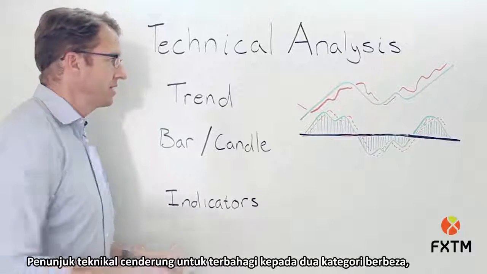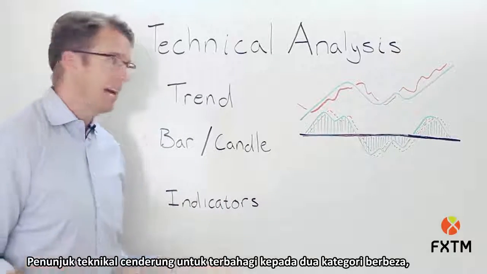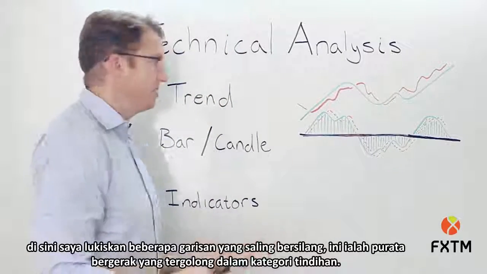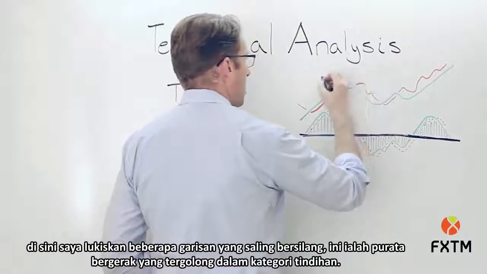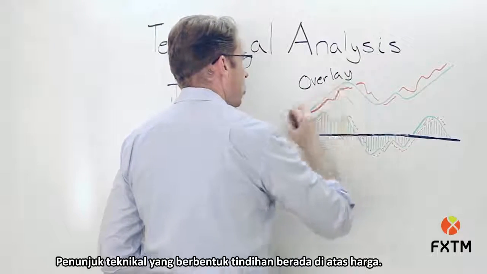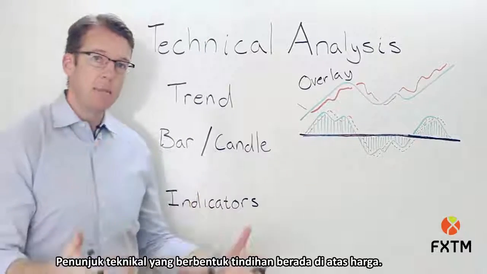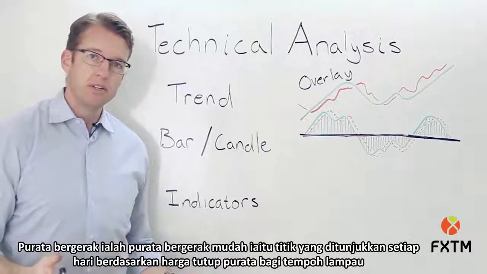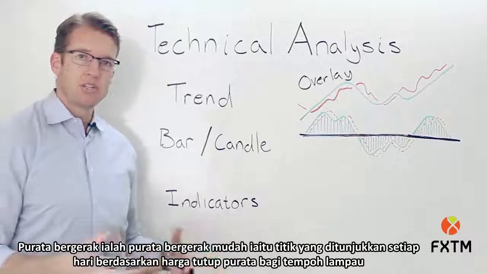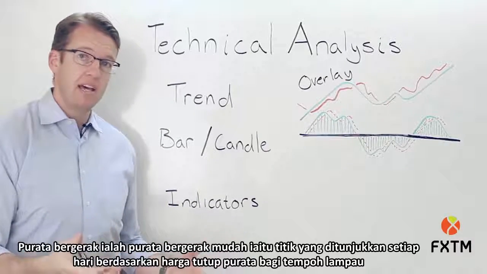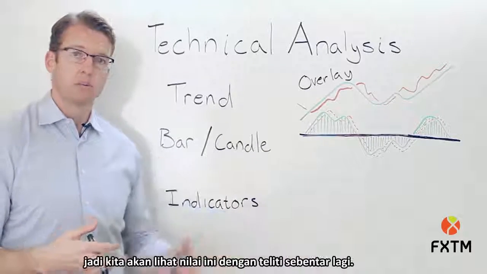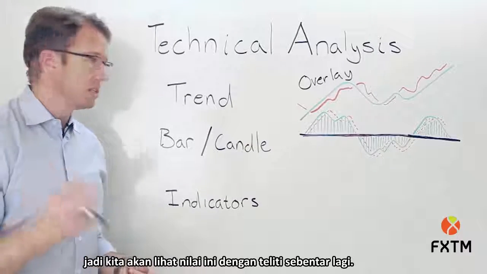Now, technical indicators tend to fall into basically two different categories. Here I've drawn a couple of lines crisscrossing each other. These are moving averages, which fall into the category of overlays. So a technical indicator that is an overlay literally sits on top of the price. A moving average, for example a simple moving average, is just a plot point every day based on the average close price over a look-back period. We're going to look at that very closely in just a second.